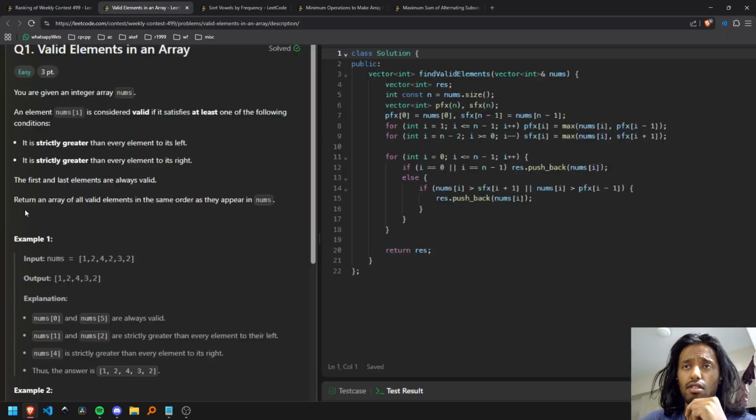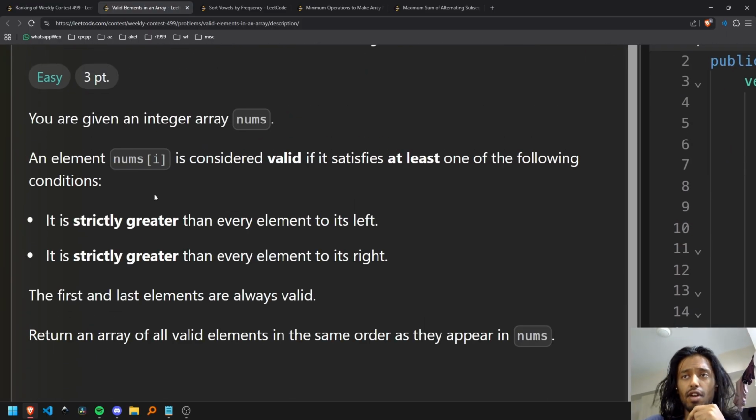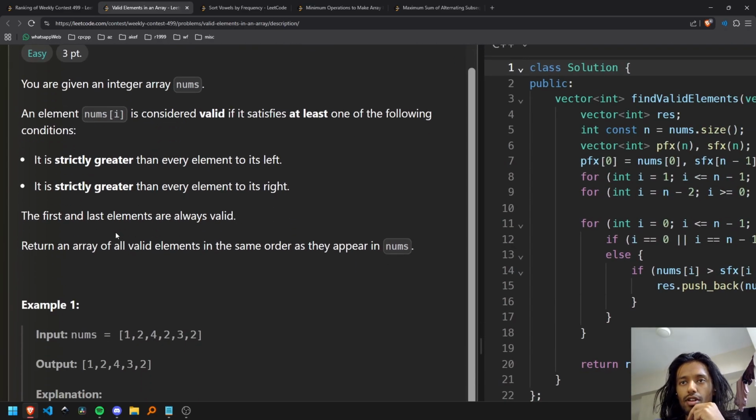So Q1 was fairly straightforward. Basically, we are given nums and we had to output an array where the elements should be valid. An element is valid if it is greater than all elements to its left, or it's greater than all elements to its right, and the first and last are always valid.